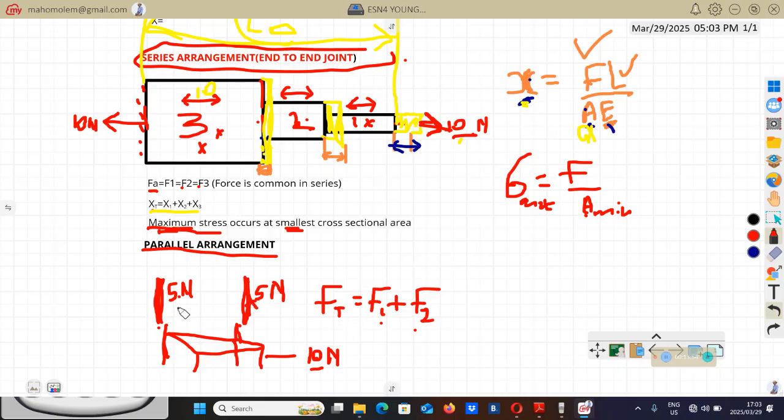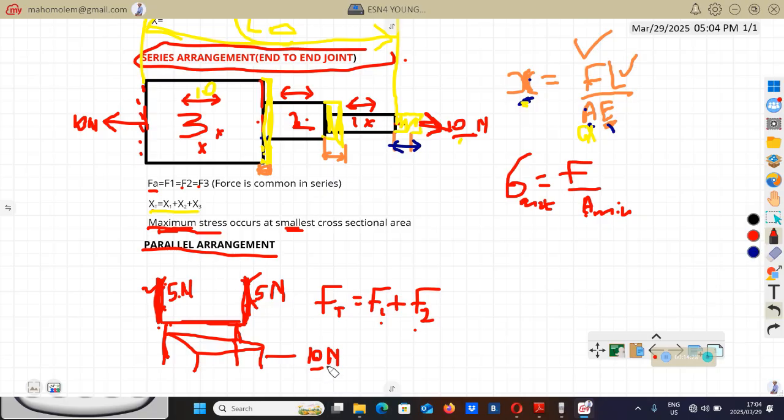This force will only carry the same magnitude under two conditions. Only if this chair is placed exactly at the center, and only if this material is the same as this material. If the material of these two rods is the same, and the chair is placed exactly in between, then yes, this support will carry half of 5, and this one will carry half of 5.